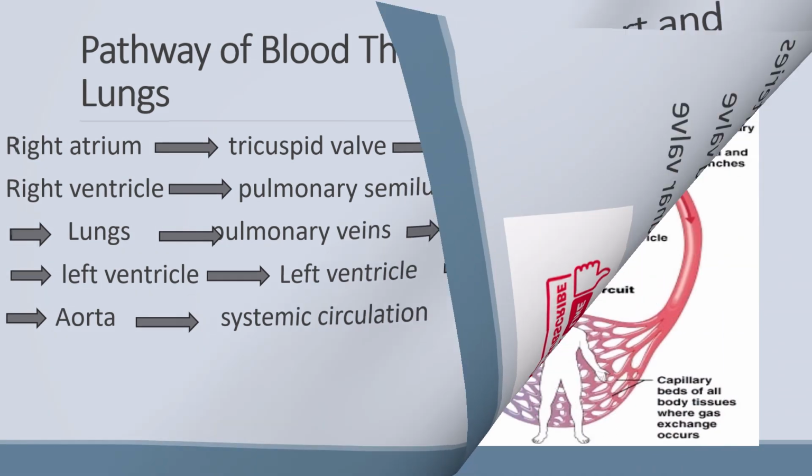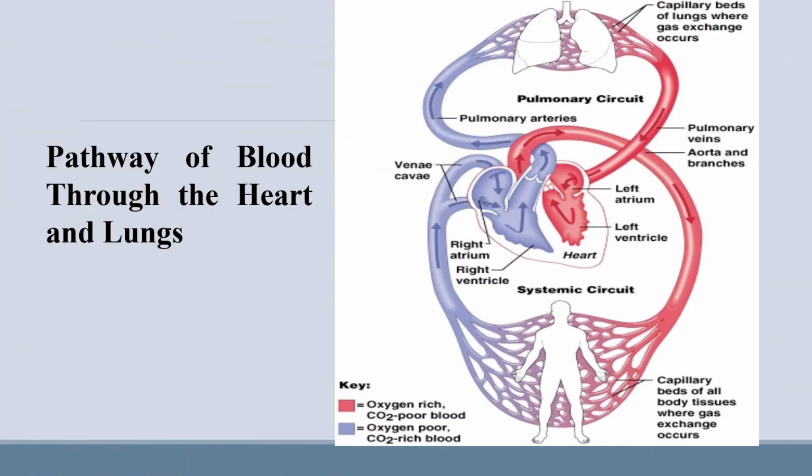This picture highlights the pathway of blood through the heart and lungs. Learn how oxygenated and deoxygenated blood move in the body. Arrows in the picture show the direction of flow of blood in different directions.